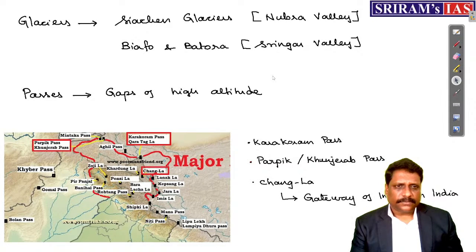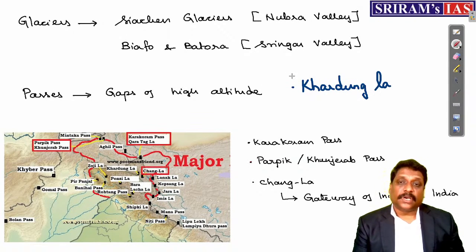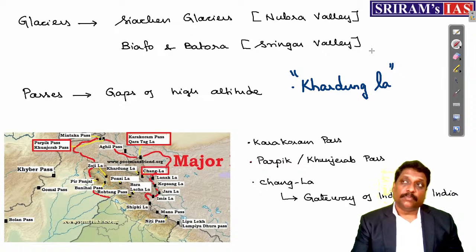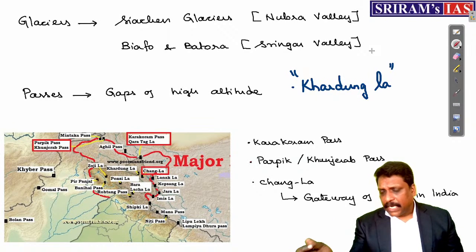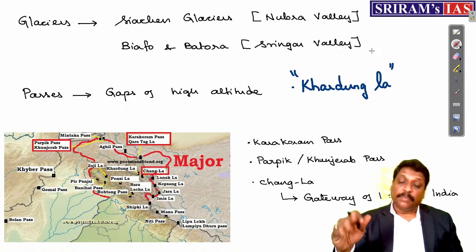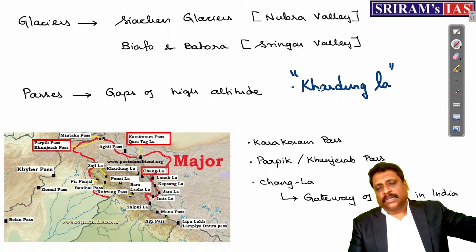Now, some of the very important passes we have taken, and I'll give you two more passes here. One pass you call what? Kardungla. Once this Kardungla was regarded as the highest motorable pass in the world. Once, not today. Today, we have one more pass which has replaced it as the world's highest motorable road. That is also there in the Trans-Himalayan region. All the Trans-Himalayan regions are there in Ladakh.